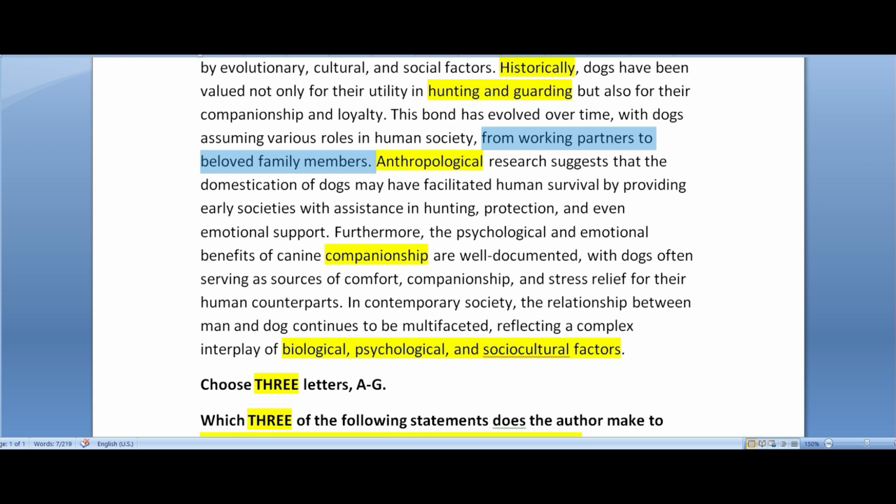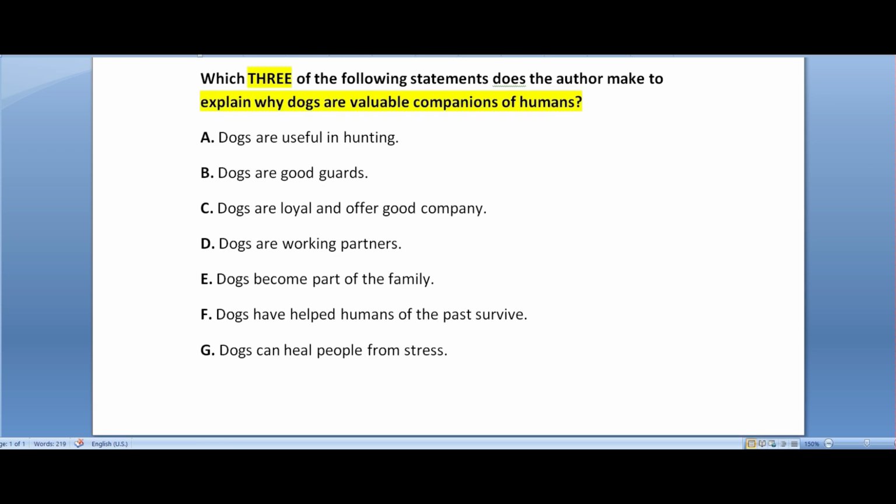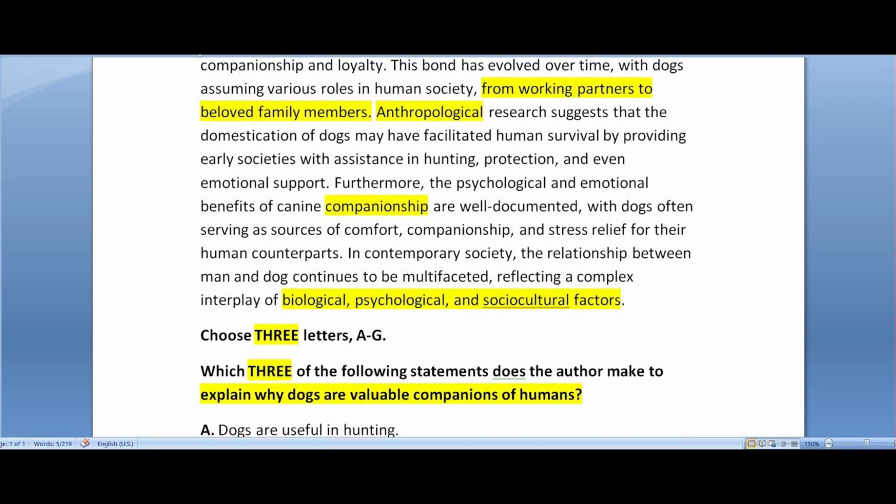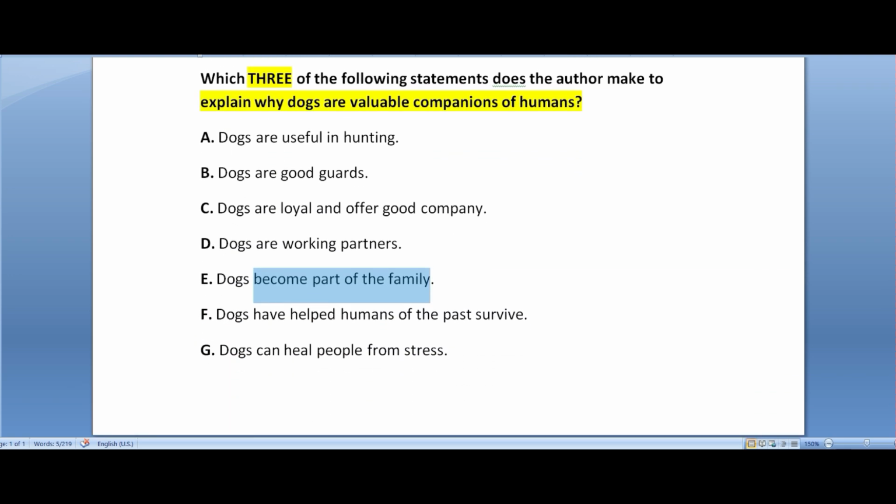So we have it here, from working partners to beloved family members. Okay, this is something we have found in the text. We need to pay close attention to that. Dogs become part of the family. We have it as well. It is mentioned here. We just saw it, from working partners to beloved family members. Various roles over the years.